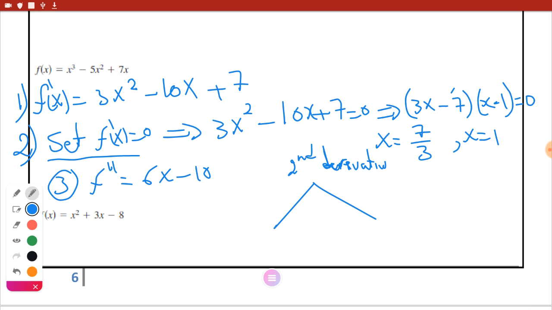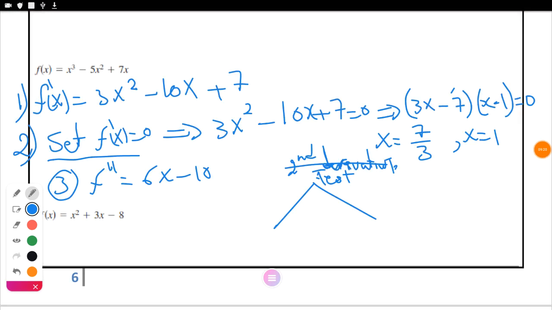The second derivative test, okay? Now, replace x by 7 over 3 here, it will be 42 over 3 minus 10. You can use the calculator. So here the second derivative at 7 over 3, it will be 4. Greater than 0. This means concave upward.